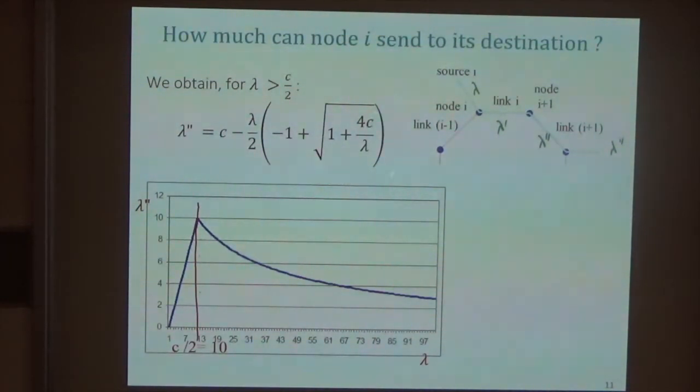Lambda second is equal to this as a function of lambda. And here I'm plotting as a function of lambda the throughput, lambda second, per source, in a case where the capacity is 20, for example. Then we see that as long as lambda is smaller than the critical value, which is half of the capacity, then everything that comes in goes out. So input is equal to output. That's the lambda second equal lambda line. And then after, we get this, which is given by this formula.